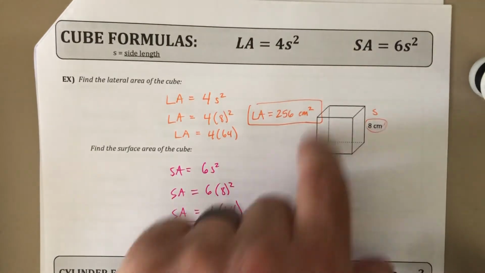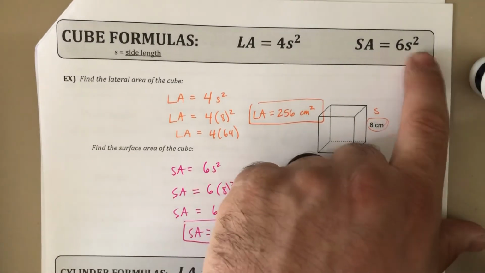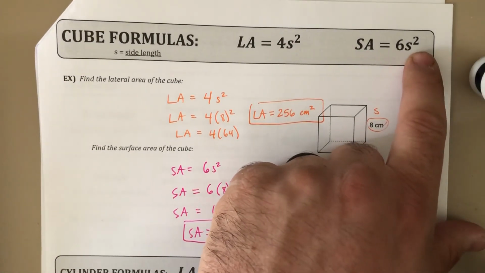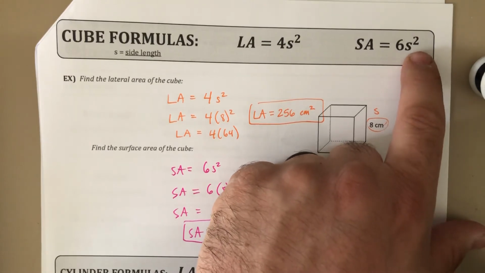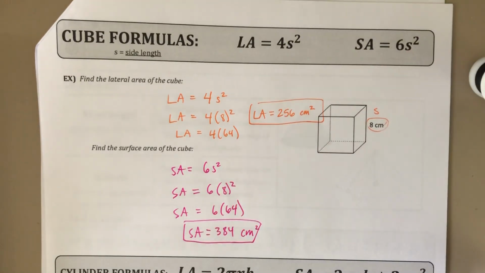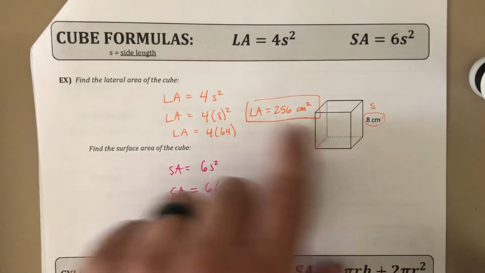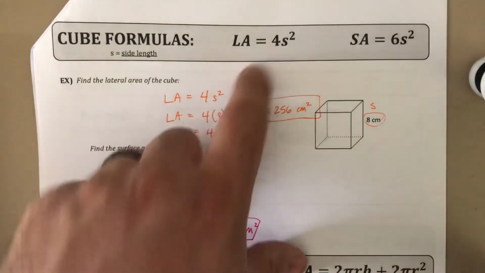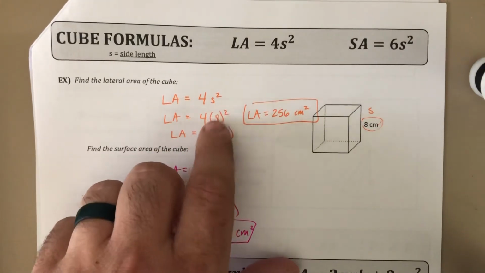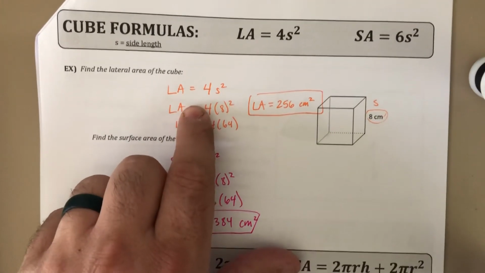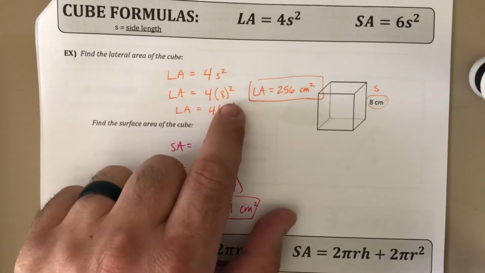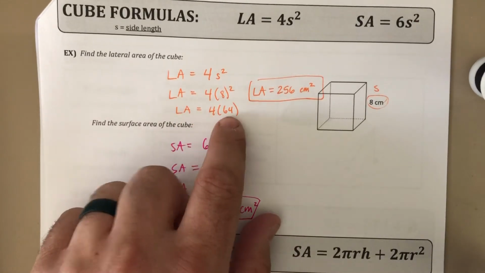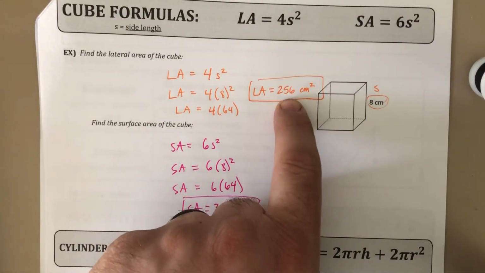Surface area then is all of them, all 6 squares, right? All 6 squares' areas added together. And another way to say that is 6 times the area of one of them. So really easy. I love cubes. They're super easy. If you know the side length, you just plug it in. So 4s squared for lateral area, so 4 times 8 squared. The 8 gets squared before you multiply. Don't forget rules of order of operations. 8 squared is 64, so 4 times 64 is 256.